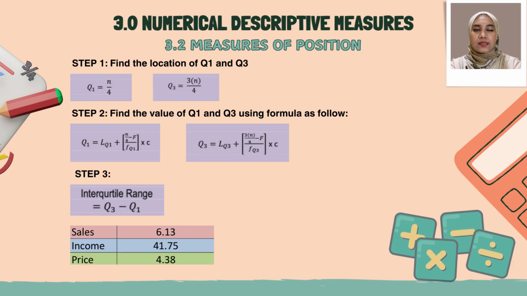Next is measures of position, where we will find the interquartile range. The first step is to find the location of quartile 1 and quartile 3. From the data, location of quartile 1 is 37.50 and quartile 3 is 112.50. Then step 2 is to find the value of quartile 1 and quartile 3 using a formula, and the last step is to get the interquartile range, which is quartile 3 minus quartile 1. So for the sales, we get 6.13, income is 41.75, and price is 4.38.